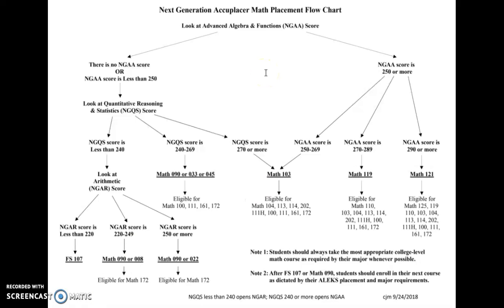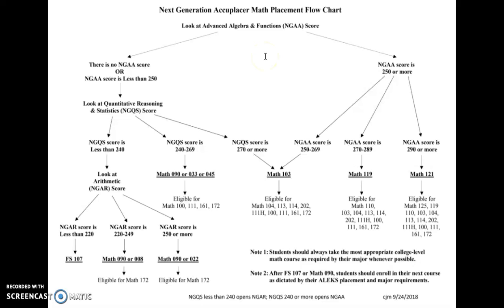Now let's take a look at this example. A student has a score of NGAA 255 and NGQS 260. In this case, since the student has a score of NGAA more than 250, we're going to move to the right side of the chart in this area. Since this score is 255, we will move down here where we can see the NGAA score is between 250 and 269. This indicates the student is eligible for college level math. Refer to the Math Endgame document to determine which math course is required for the student's program.